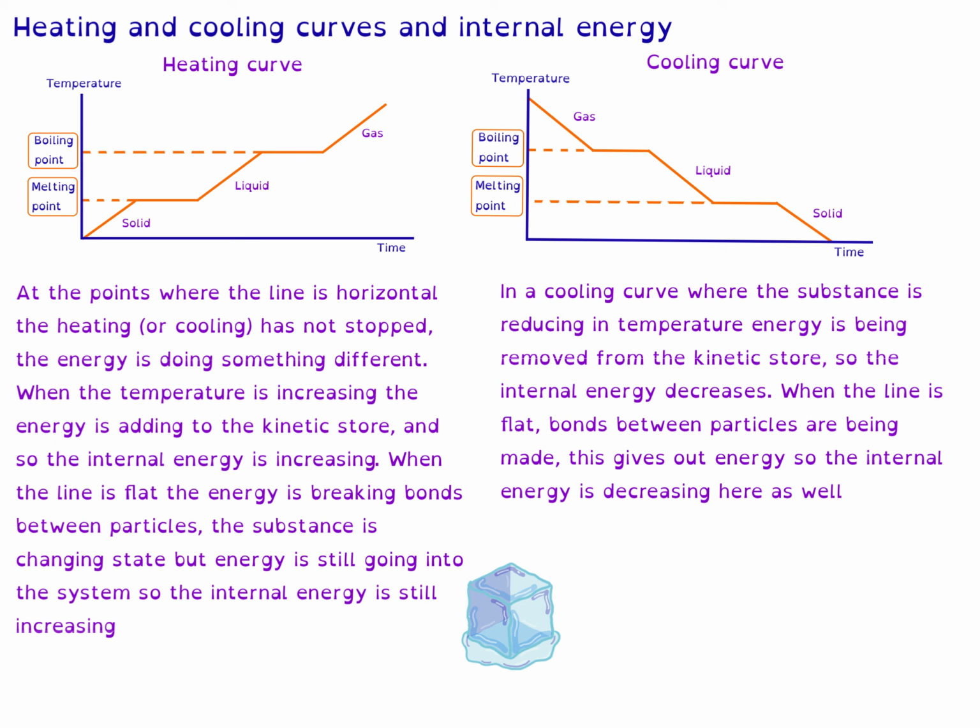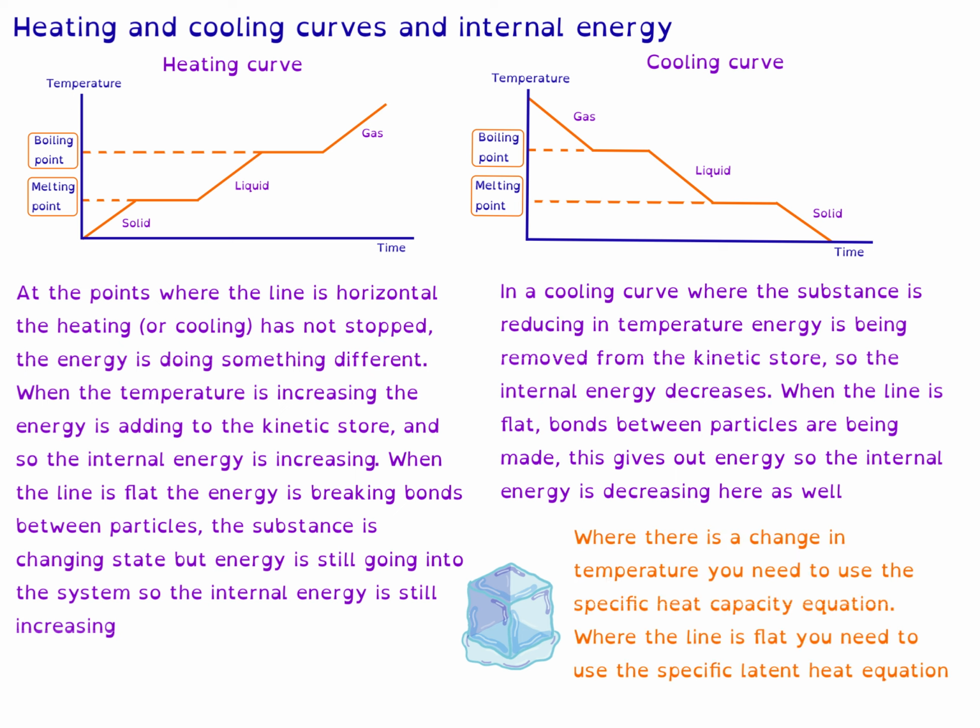When the line is flat, bonds between particles are being made. This gives out energy, so the internal energy is decreasing here as well. Where there is a change in temperature, you need to use the specific heat capacity equation. Where the line is flat, you need to use the specific latent heat equation.